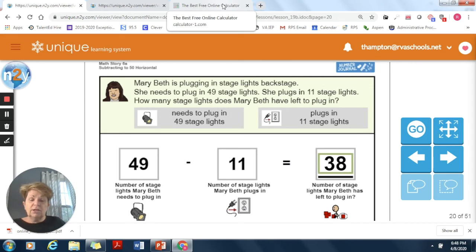If you have a calculator accommodation, and remember, you're in high school, you're old enough to know that you have an IEP and that you have accommodations. And if no one's ever talked to you about your IEP and accommodations, just ask your parent, your family members, or your school teacher, and they will be able to explain it to you.